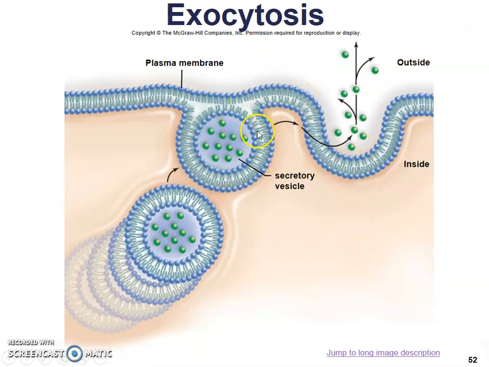Here is exocytosis. So here's our vesicle. You'll notice that it is phospholipids that are engulfing it, that are surrounding it. It will join with the plasma membrane, and once it has fused completely, these phospholipids will move out of the way and allow our molecules to move outside of the cell.